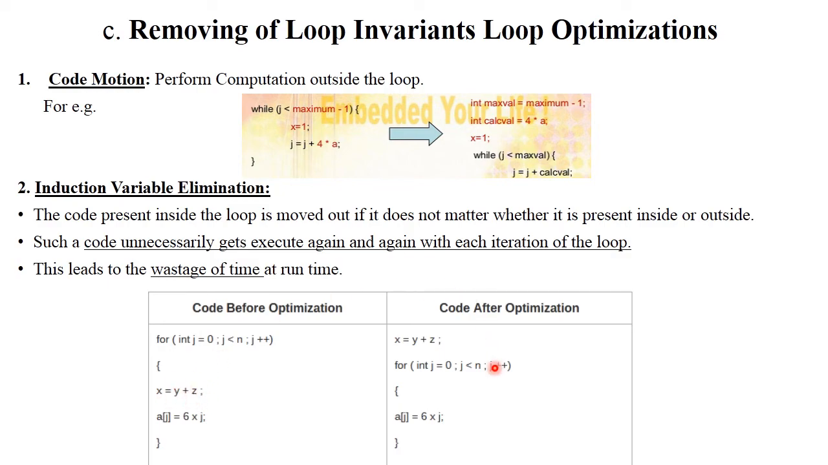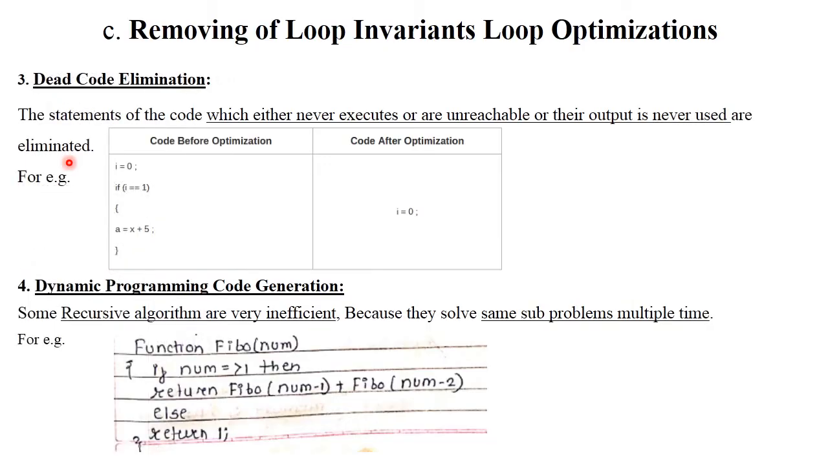So after code optimization, this computation statement is executed before the loop, meaning it is executed only one time. Clear? So this is called induction variable elimination. Now next one is dead code elimination. Dead code means code which either never executes, is unreachable, or its output is never used.